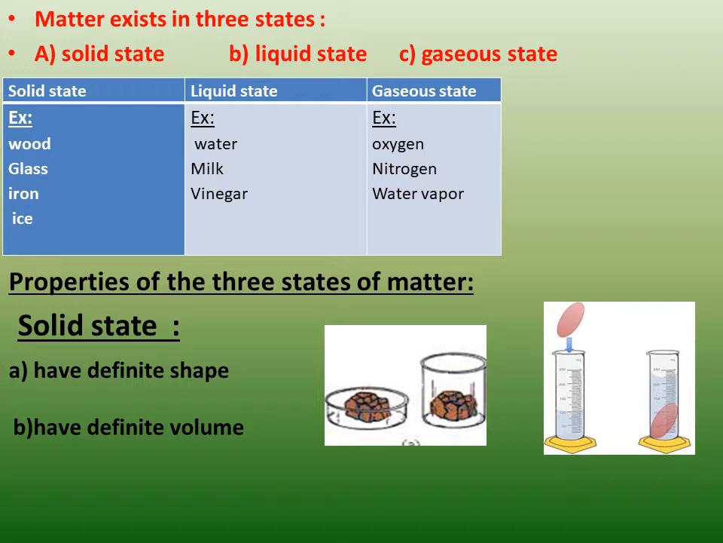We notice that the shape of the object doesn't change and the volume of the object doesn't change. So solid state has definite shape and definite volume.